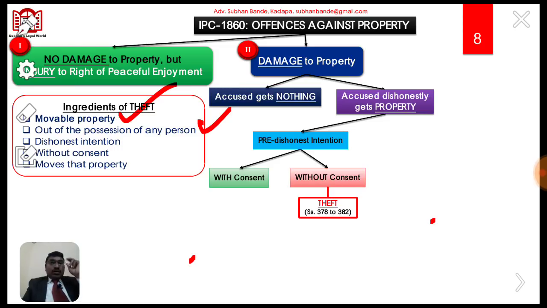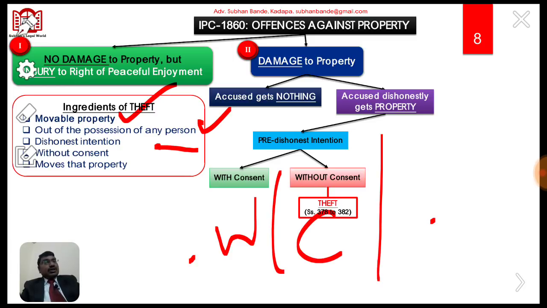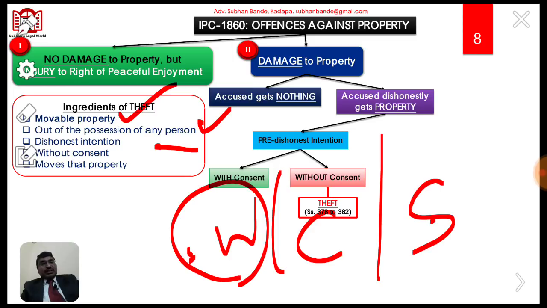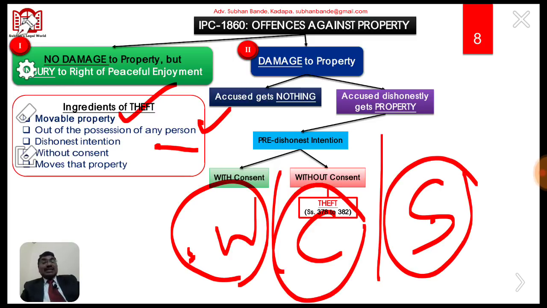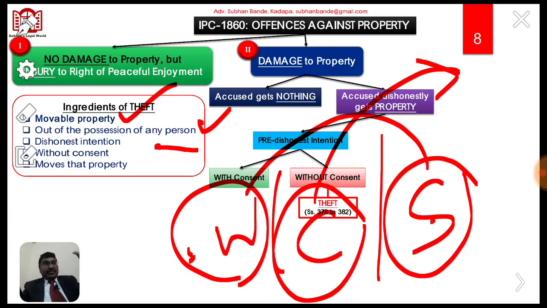Here, out of the possession of any person. Here, any person includes, when the property is in the possession of a person's wife or clerk or servant, on account of that person, it is that person's possession within the meaning of IPC under section 27. Whenever a property is said to be in the possession of a certain person, if such property is in the possession of such person's wife or clerk or servant, it is treated as such property is in the possession of such person.